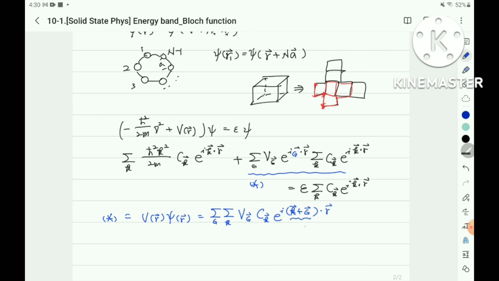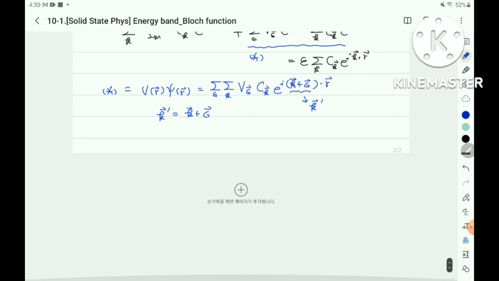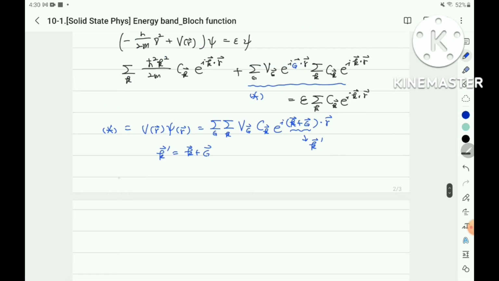Here let's denote k prime. Then k prime is k plus g. Therefore, k is k prime minus g. Then this potential has the summation over g, and actually over k prime. It is k prime, and V_g and C_k, where k becomes k prime minus g, and exponential i k prime dot r.